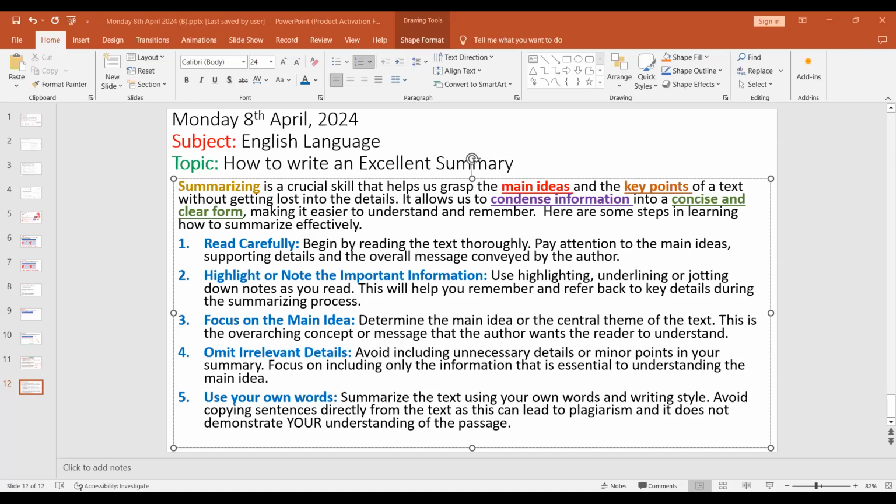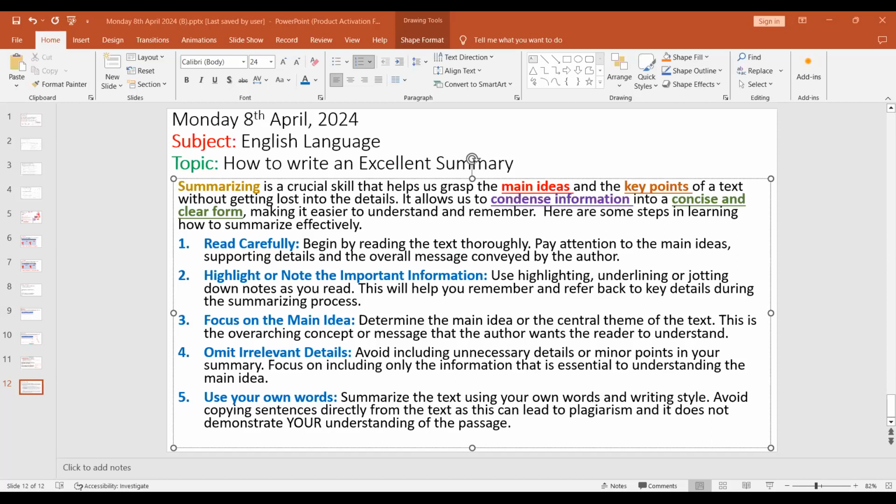Amarani, can you read the second one? Highlight or note the important information. Use highlighting, underlining, or jotting down notes as you read. This will help you remember and refer back to key details during the summarizing process.